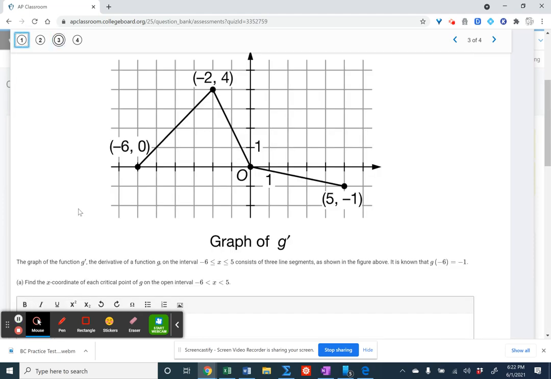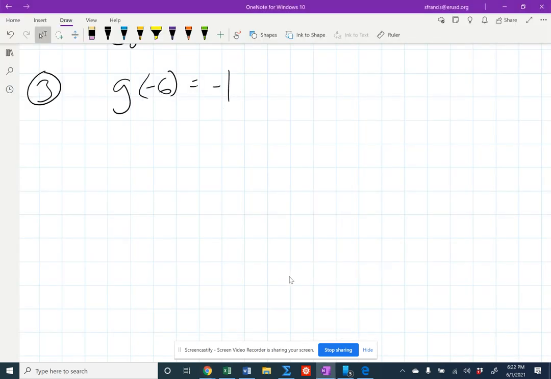Alright, so for 3, we have this picture for g prime, the graph of the derivative of function g, on the closed interval negative 6 to 5. It consists of 3 line segments as shown in the figure above, and it is known that g of negative 6 is negative 1. Find the x-coordinate of each critical point of g on the open interval negative 6 to 5.